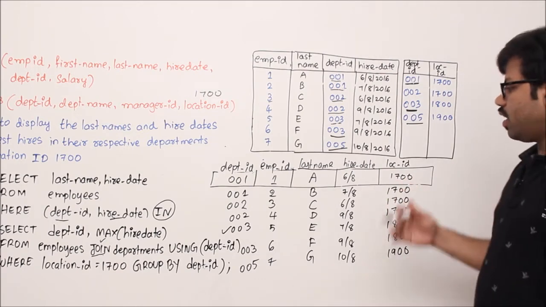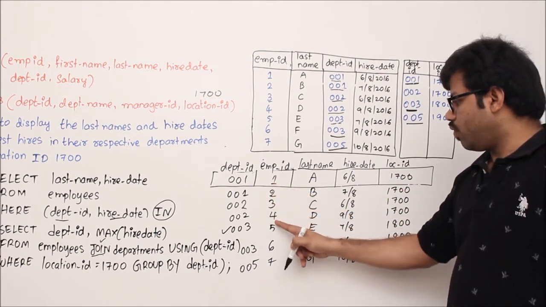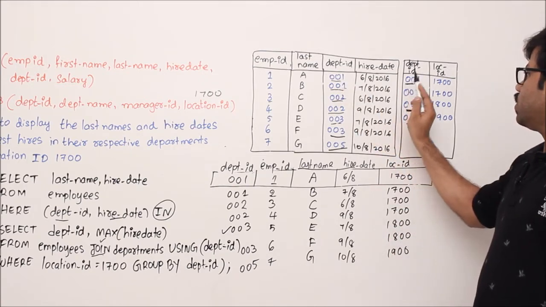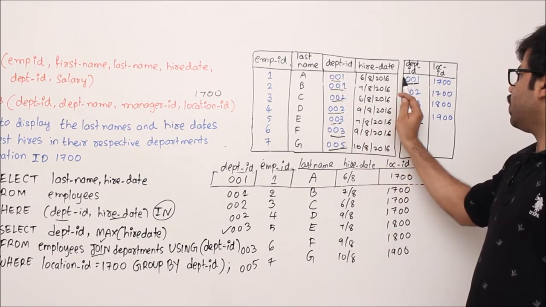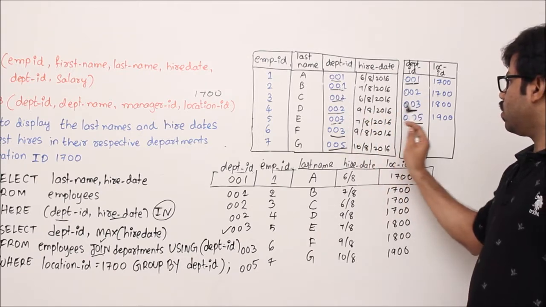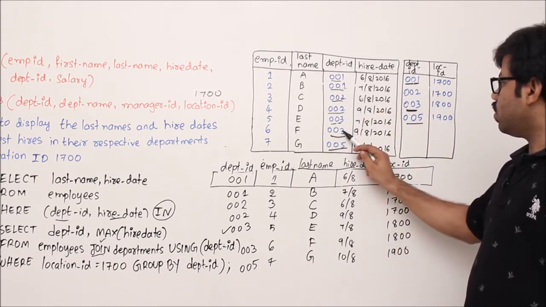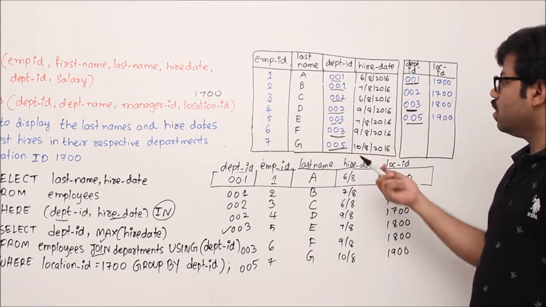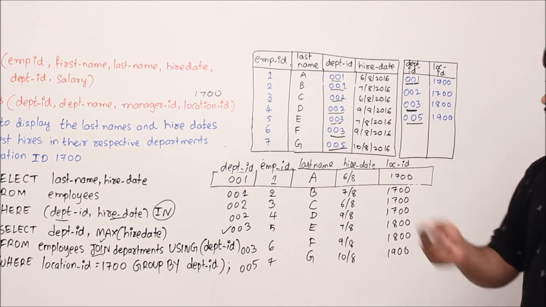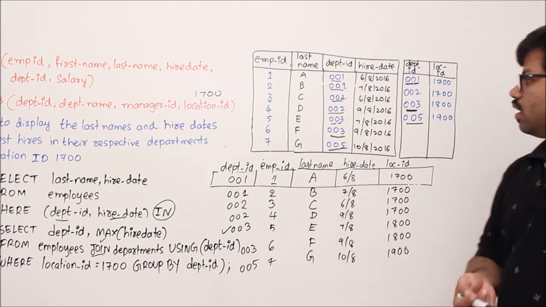Now see how many tuples we generated: 1, 2, 3, 4, 5, 6, 7. Why 7? Because this 001 matches with employee 1, this 001 matches with 2, then 3 here, 4 here, then 003, 003, 6, sorry, 5 and 6. Now 005, 005, 7. So that's why 7 tuples are created.